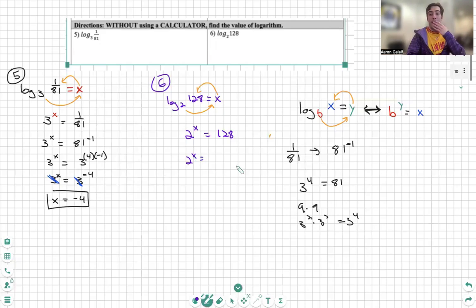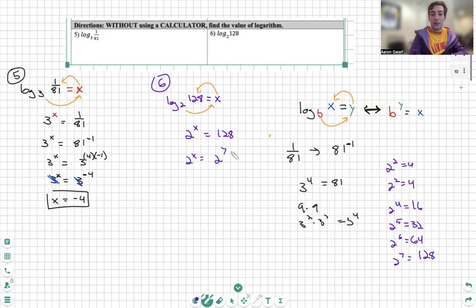Well, I know that 2 squared is 4, right? So 2 to the 4 is going to be 16. We're going to multiply that by another 2. 2 to the 5 is 32. 2 to the 6 is 64. 2 to the 7 is going to be 128. Perfect. That's exactly what we're looking for.